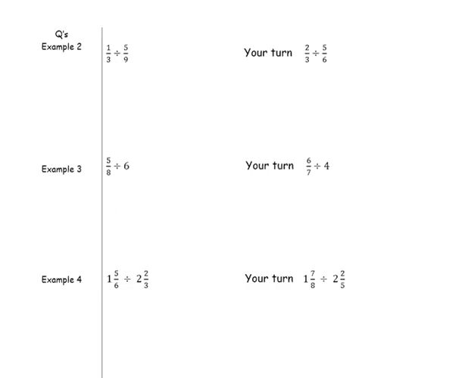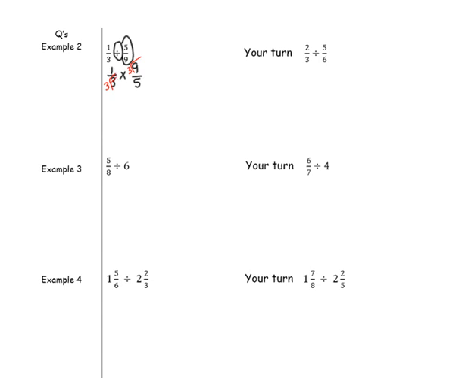Example 2. So we have 1/3. Remember to change division to multiplication and use the reciprocal of the second number. Then we want to see if we can simplify first. 3 and 9 have a common factor of 3, so I'm going to divide by the greatest common factor.